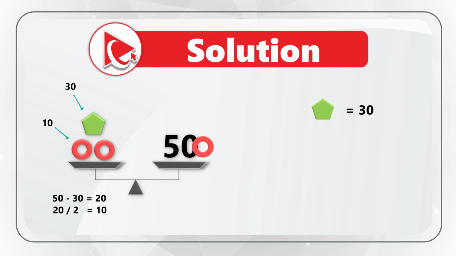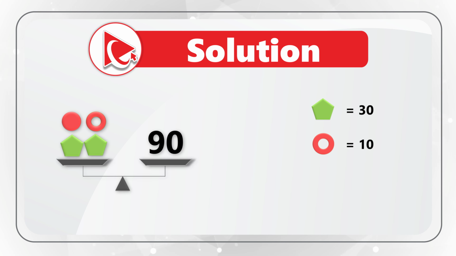On the next scale, we have 2 pentagons, 1 circle, and 1 bagel, and the combination of these shapes equals to 90. Let's do the math. 30 plus 30, which is the value of 2 pentagons, plus 10 equals 70, which means that the circle equals 90 minus 70, which equals to 20.